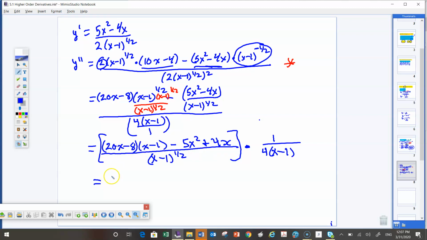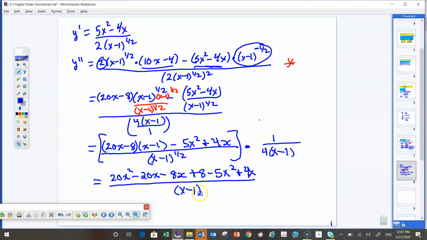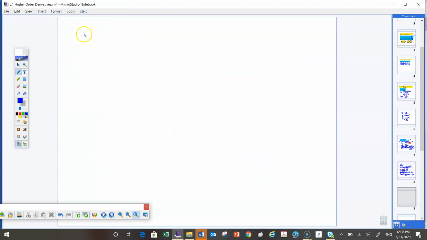So 20x times x is going to give me a 20x squared minus 20x minus 8x plus 8. I still have my minus 5x squared plus 4x, and this is all over x minus 1 to the 1/2 times 1 over 4 times x minus 1. So in the next step, I'm going to collect like terms. So 20x squared minus 5x squared is going to give me 15x squared.